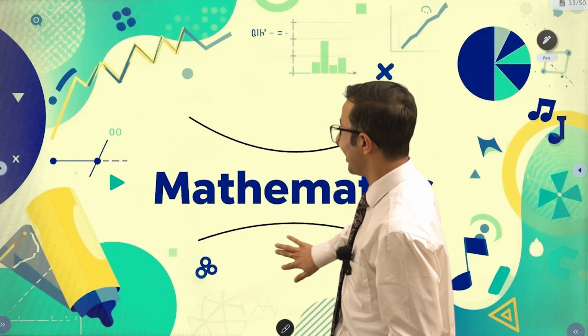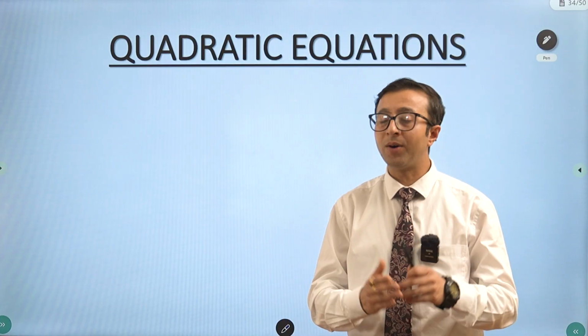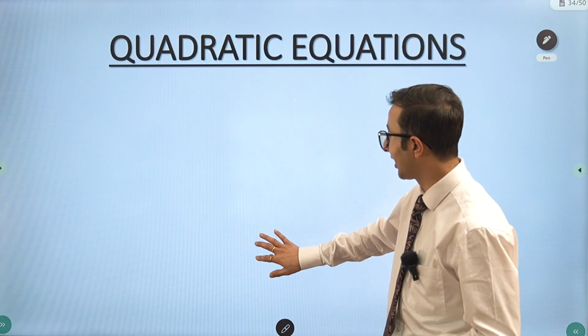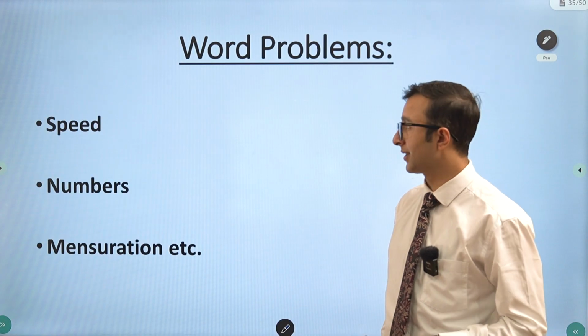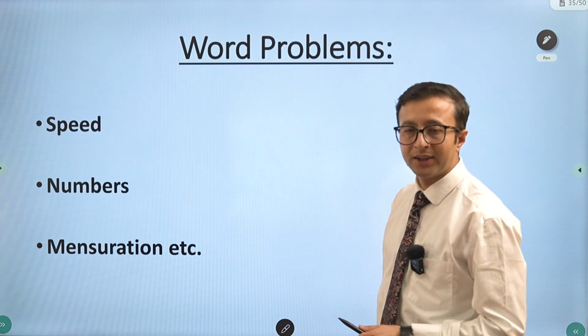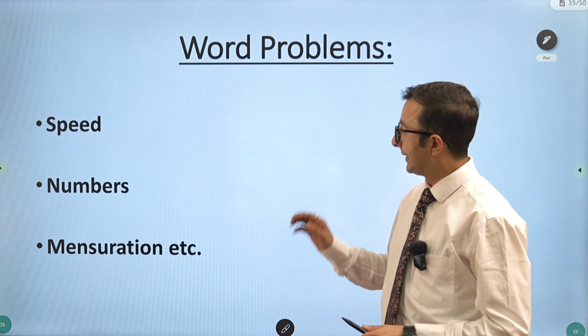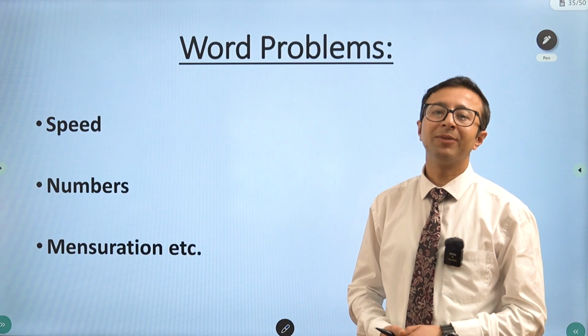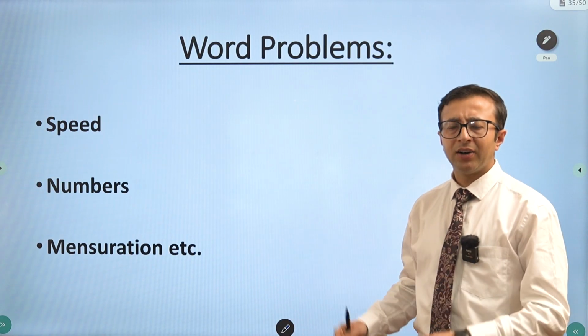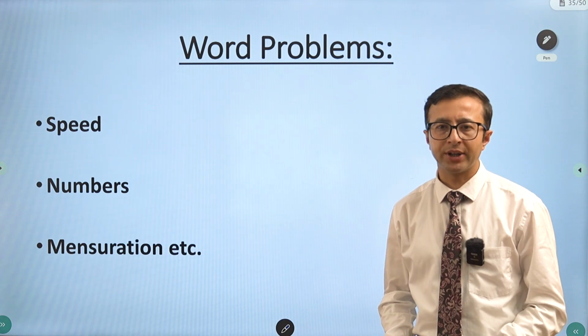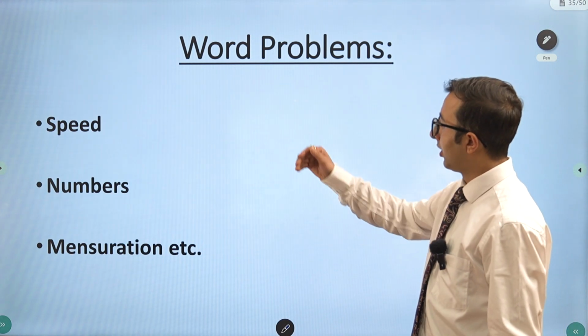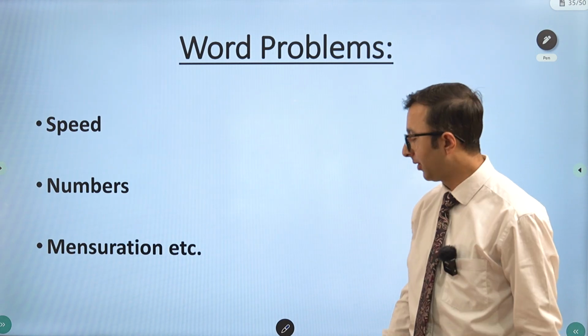In the previous classes, we have done the problems related to the discriminant from the quadratic equation. It's time to solve the word problems from the chapter quadratic equation. There are a few forms of problems from the quadratic equation which may be asked in the board examination. First, speed problem; second, numbers; third, mensuration, etc. These are a few forms which are most important for the board examination CBSE. So we will start with the speed problem.